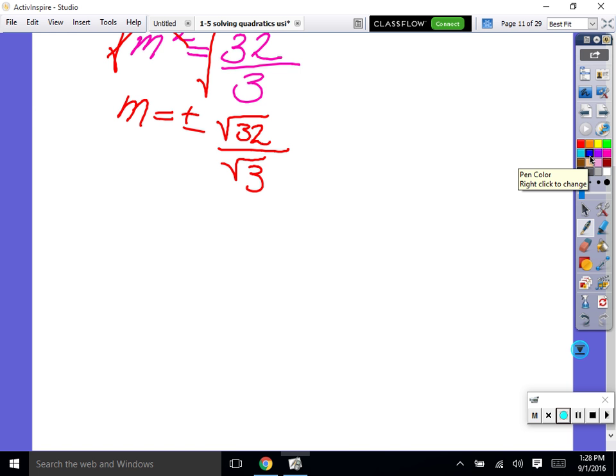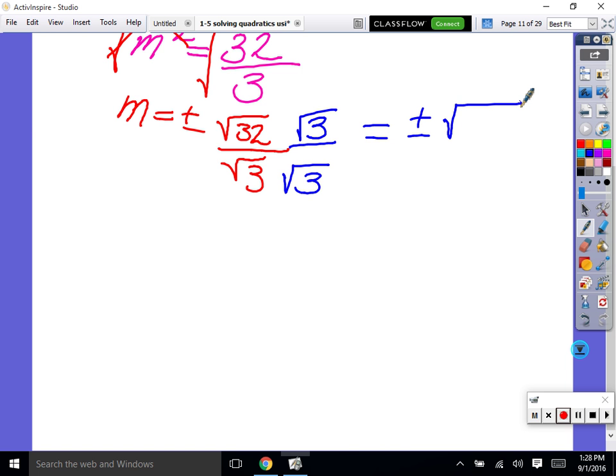Can anyone remember what that's called? Multiplying by a fancy one. It's called rationalizing the denominator, yeah? Okay, so we're going to rationalize the denominator. Square root of 3 over the square root of 3. So on top we have, so this becomes plus, sorry, I am thinking ahead here. Okay, so on top we still have our plus or minus the square root of 32 times 3, which is 96. All over the square root of 9, which is 3.